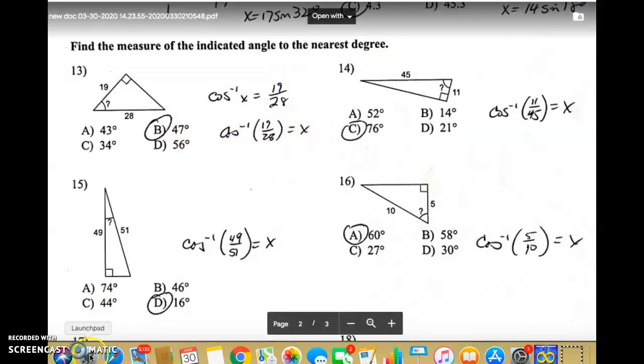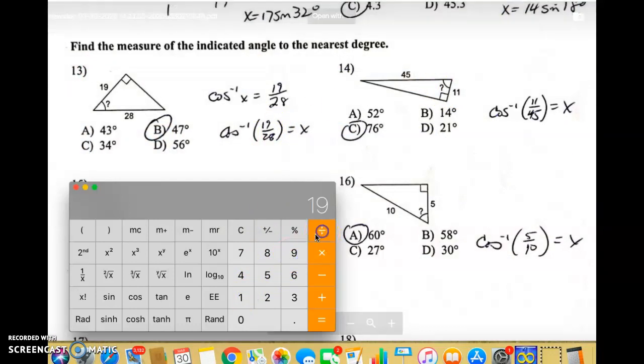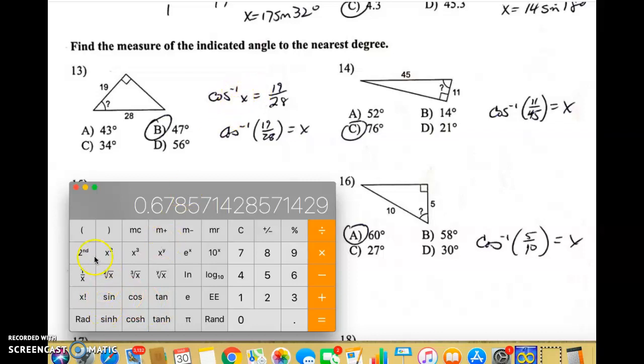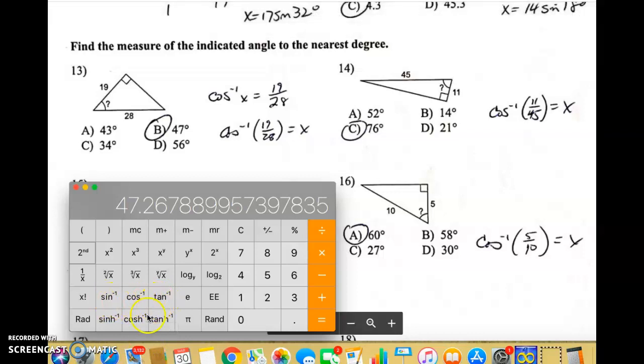Notice, if I go back to my calculator here, if I do 19 over 28, you have to do it from the simple calculator first. Do the 19 over 28. And then you don't have the inverse here. Notice that -1. I have to now hit second, and now you see the inverses pop up. So now if I do the cosine inverse of that, hey, 47.26. That's why we get that option B. So please make sure you're using those inverses, and notice these ones, not these values. These are different. So the regular trig function inverses.